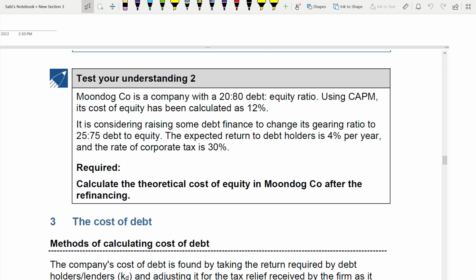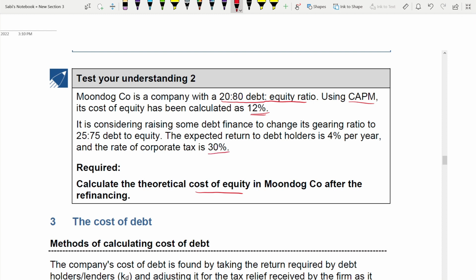Test your understanding too. Here we are going to find the cost of equity using the M plus M theory. So the company is with 20/80 debt equity ratio. That means 20 is debt, 80 is equity, and already they have used this and they have got 12% as cost of equity. Now, see, whenever they have told using this, they have got this cost of equity. Do not again recalculate to find out this correct or not. You cannot do it also because you're not given the risk-free rate and all those things.